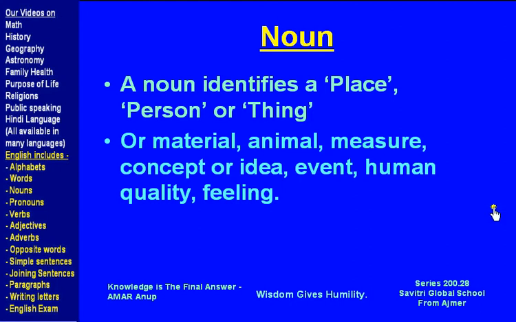However, the full definition of noun includes that a noun also identifies a material, animal, measure, concept or idea, event, human quality, and feeling. So this is the complete definition of noun that you should know, because there are very important nouns under this second part of the definition. Now let's look at some examples.